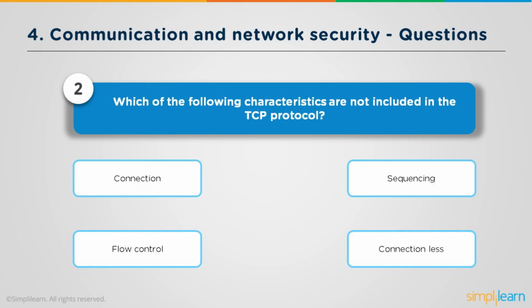Question 2. Which of the following characteristics are not included in the TCP protocol? Now, what is a TCP protocol? TCP is a connection-oriented protocol. It is a reliable protocol that is utilized to communicate between servers in a reliable manner. So a TCP protocol being a connection-oriented protocol, which is reliable in nature. So which of the following characteristics are not included? Connection-less protocol, that is the UDP protocol. So this is not included in the TCP protocol.